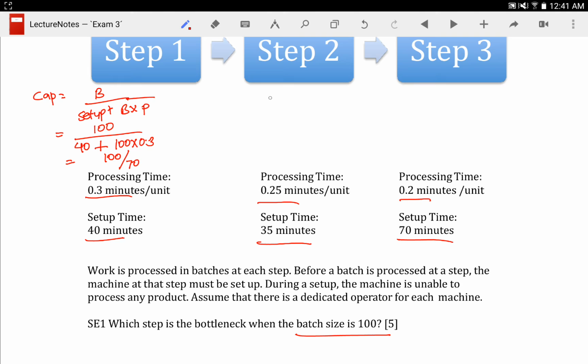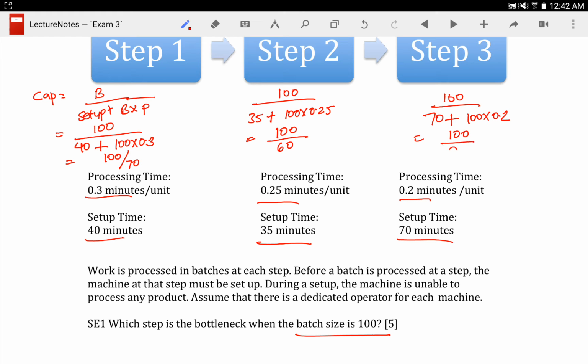Let's do this for the next case. Again, the batch size is still 100. The setup in this case is 35 plus the batch size 100 times the processing time of 0.25. So this comes out to be 100 divided by 35 plus 25, which is 60, right? In this case, the batch size is 100 again. The setup time is 70 plus 100 times 0.2, which equals 100 divided by 90.